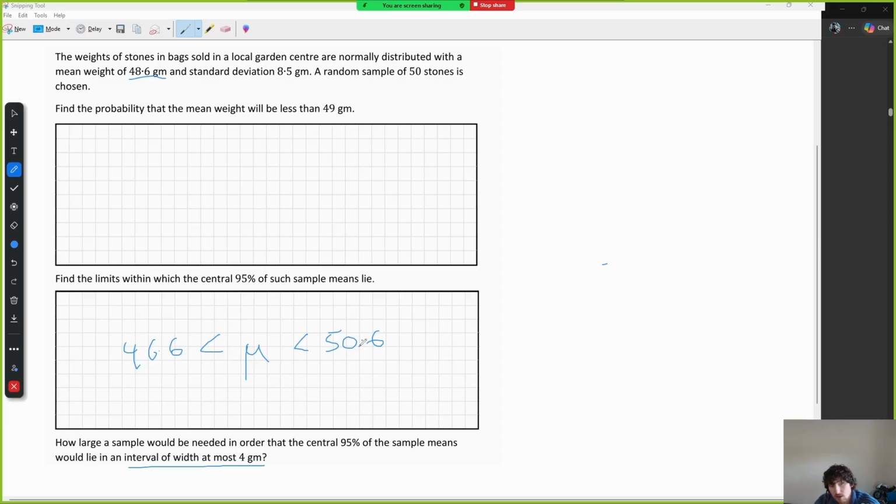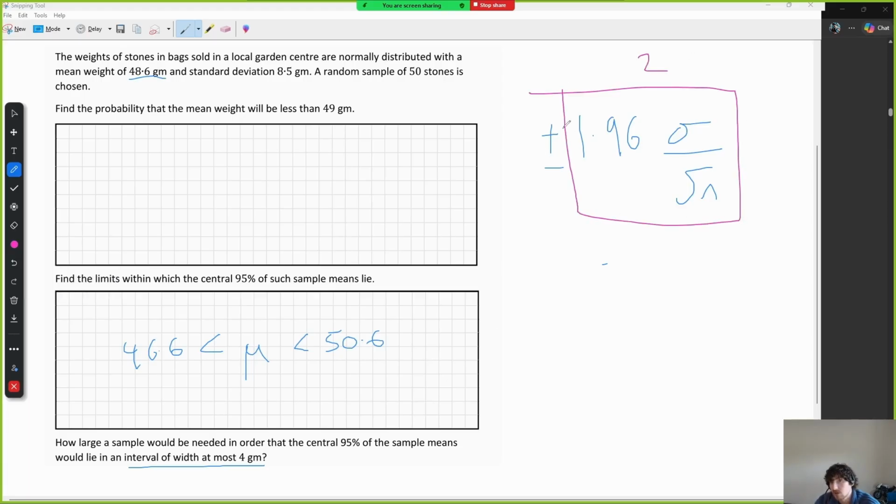In other words, we wanted what's called the plus and minus part here, this 1.96 sigma over root n. What we want to set this thing equal to is 2, because then you're going plus and minus 2, and that gives the interval a width of 4, okay? The distance between them is 4. So hopefully that makes sense to people. So what they've basically given us is an instruction to set the thing we go plus and minusing, they sometimes call that the radius of the interval, equal to 2.